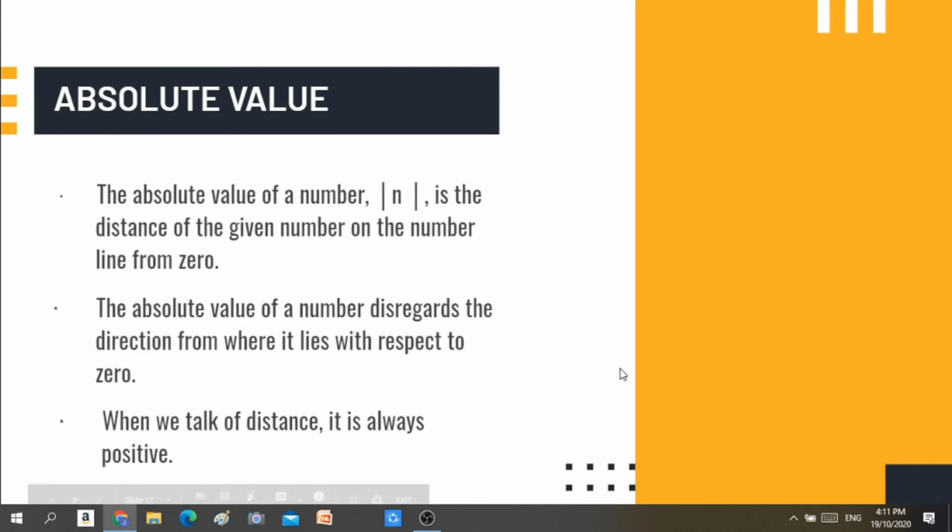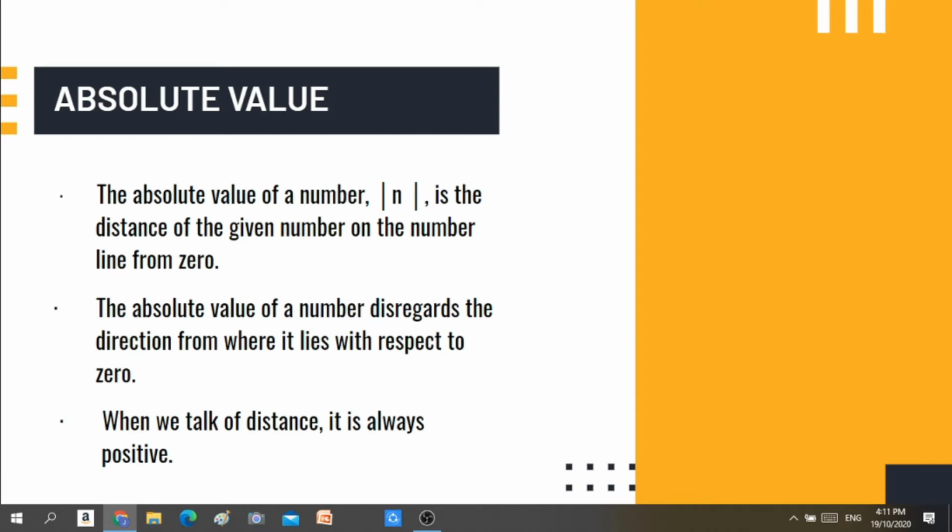Ibig sabihin, absolute value of a number represent as this. Yung merong dalawang guhit tapos merong number sa loob is the distance of a given number on the number line from 0. So, meaning to say, ang absolute value daw ay ang distance ng isang number from 0. Okay? The absolute value of a number disregards the direction from where it lies with respect to 0. So, ibig sabihin daw, yung absolute value daw niya ay distance ng isang number from 0 kahit saan siya papunta.